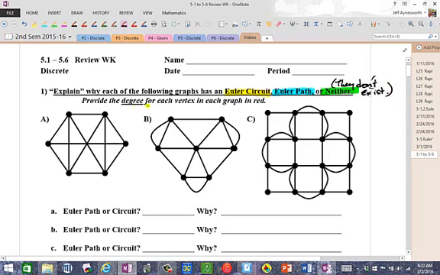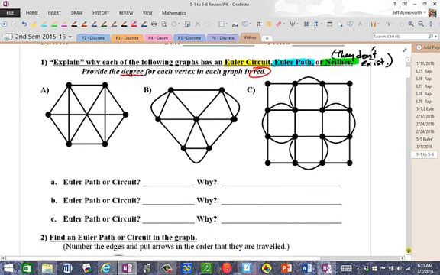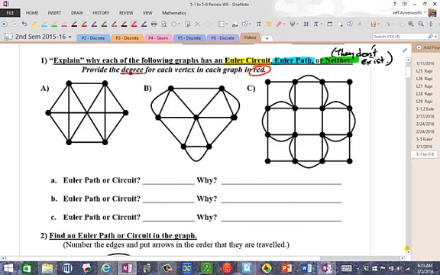We'll talk about the reason why. What we want to do is provide the degree of each vertex in red. We want to do that in red on the graph so we can easily see it and identify it, because that is what we're going to look at to base our opinion. We're going to use Euler's theorems here.